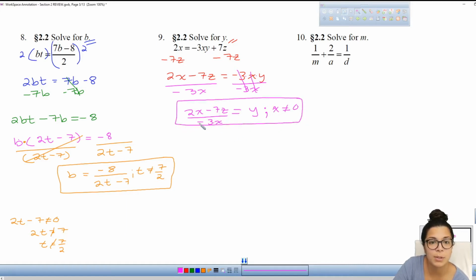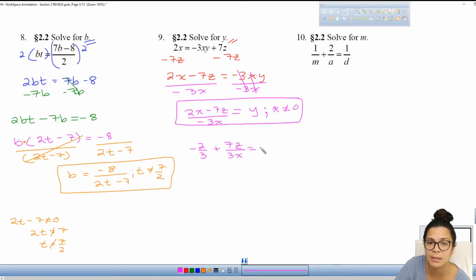Now, something else you could do is distribute the division of negative 3x to both terms at the top. 2x divided by negative 3x would be negative 2/3 because x divided by x would cancel. And then negative 7z divided by negative 3x, negative divided by negative is a positive, so we would get 7z over 3x.